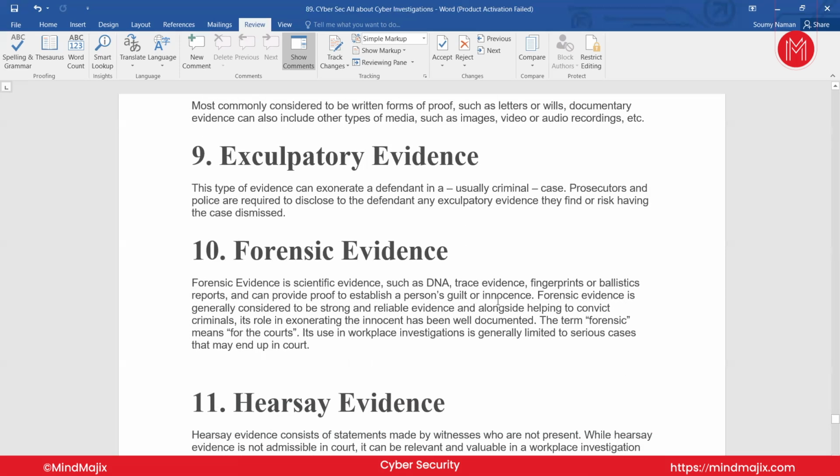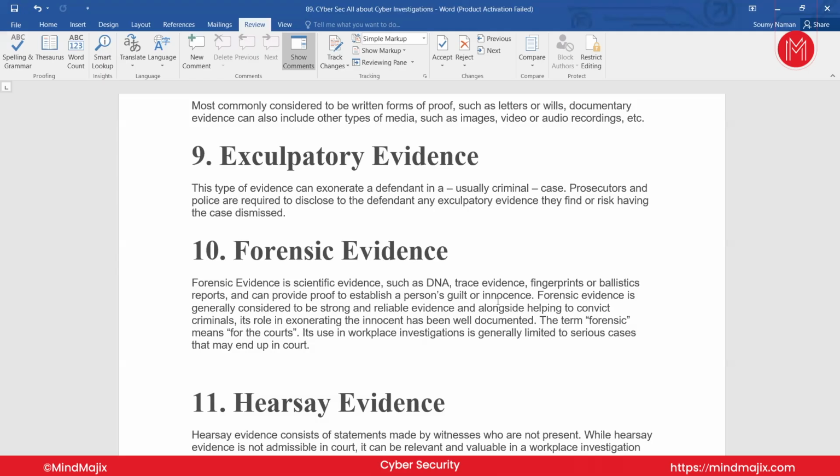Ninth one is exculpatory evidence, where this type of evidence can exonerate a defendant in a usually criminal case. Prosecutors and police are required to disclose to the defendant any exculpatory evidence they find or risk having the case dismissed.